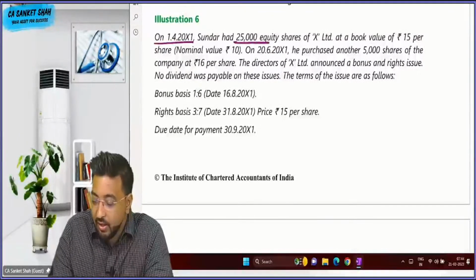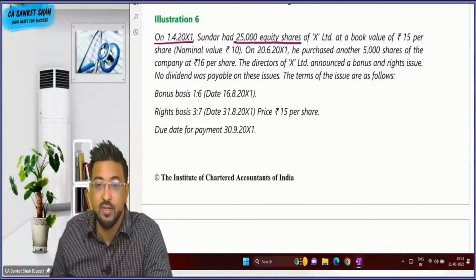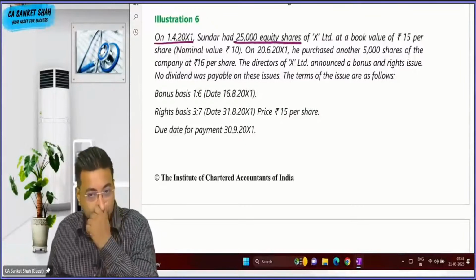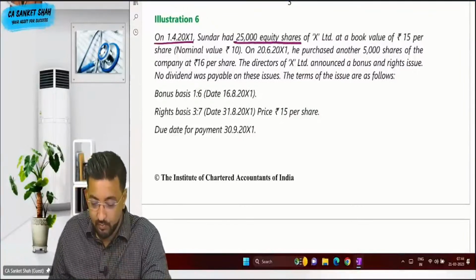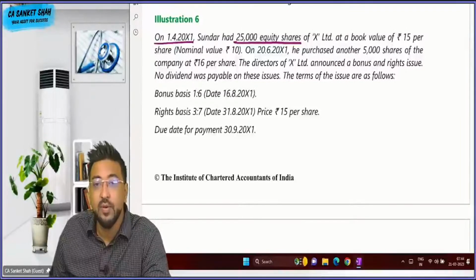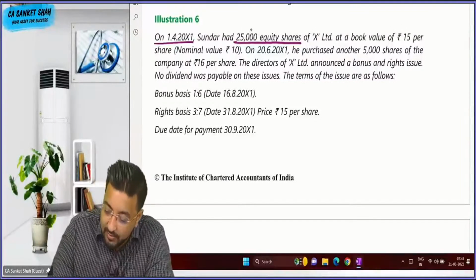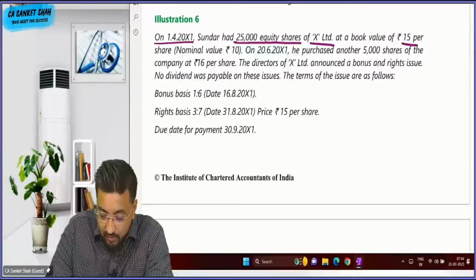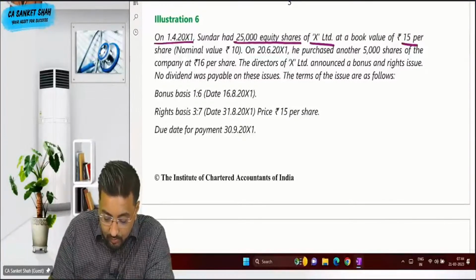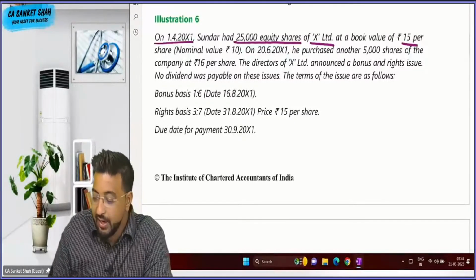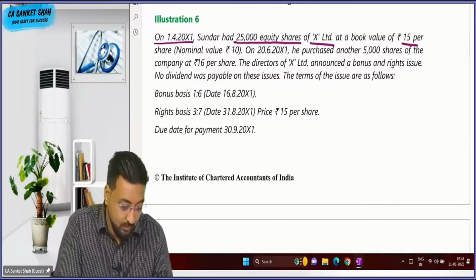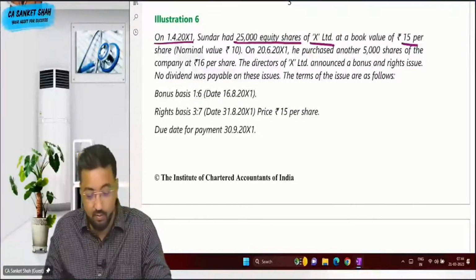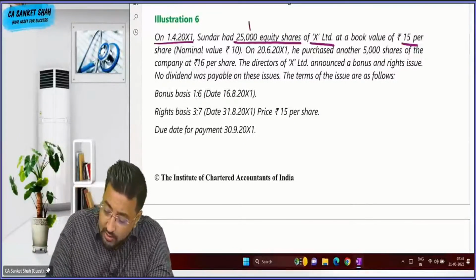सुंदर had 25,000 equity shares. सर, 25,000 equity shares है. 25,000 equity shares he already had. So this is opening balance. So बेटा, already X Limited के शेयर से at a book value of 15 rupees per share. 15 rupees का एक शेयर है. So 25,000 into 15.